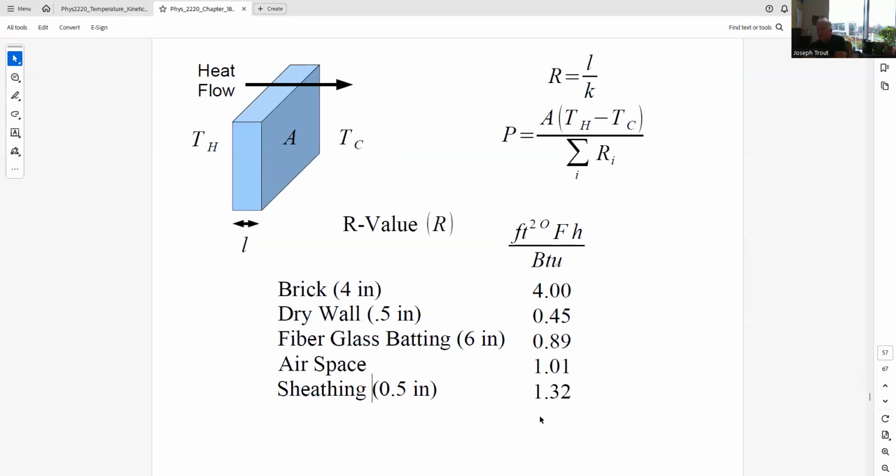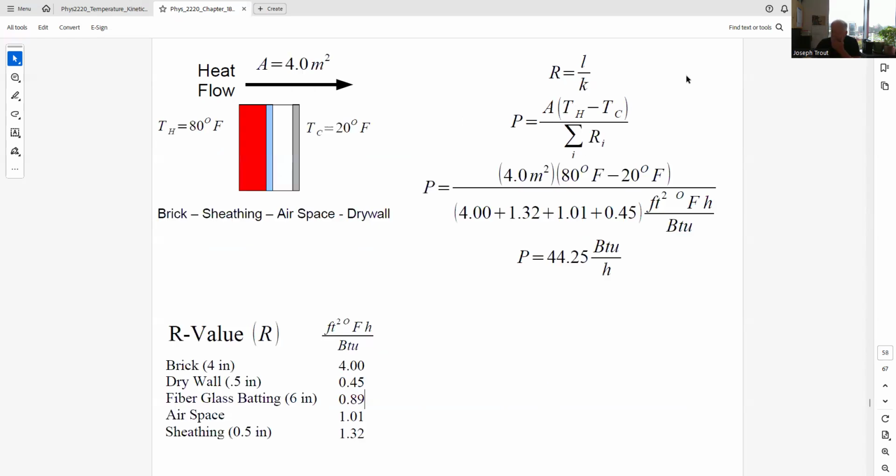Engineers like to use something called the R value, and the idea is that thicknesses come in standard sizes. For instance, if you buy drywall, it's going to be either a quarter, a half, or 3/4 of an inch. You can't just get any size. So we use the R value instead of that. The R value is just the thickness divided by the thermal conductivity. And for the engineers, you could look at this example and see how it works.